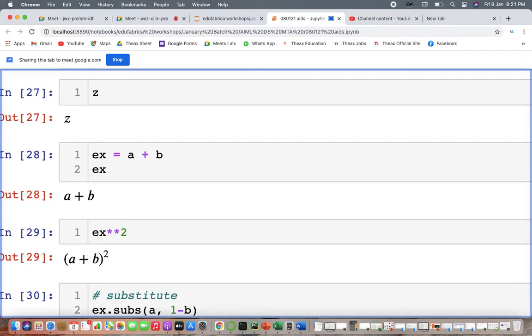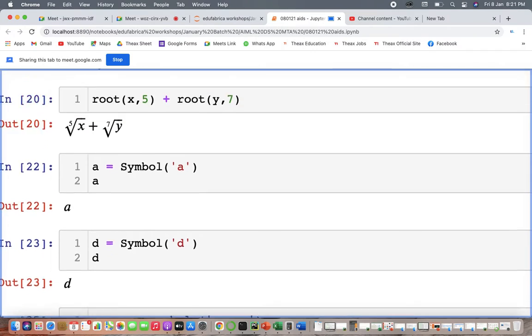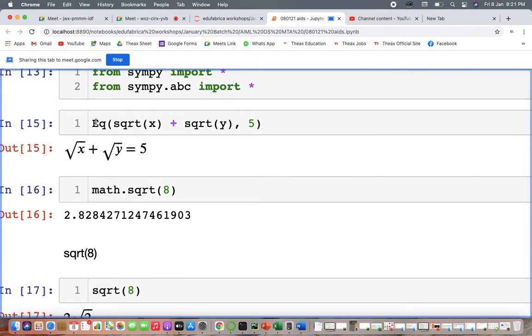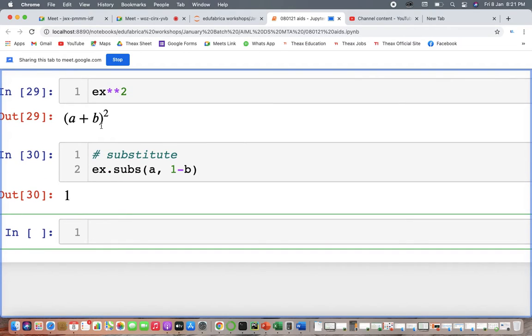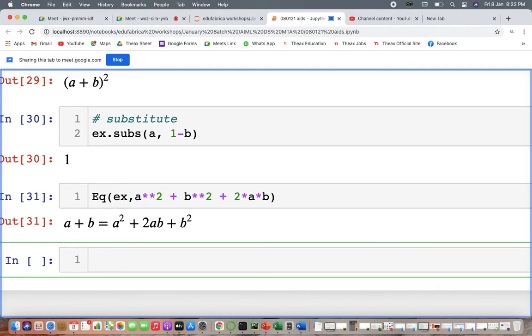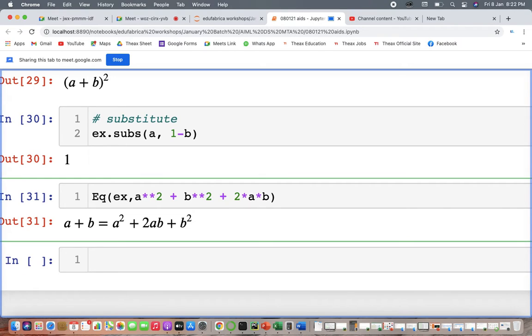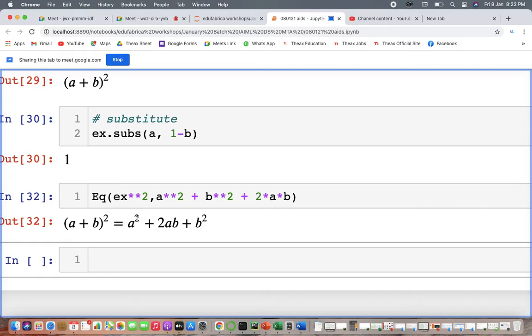Now, you have seen the EQ, what I'm writing there is nothing but the thing we use for writing an equation. Here at the top, this one, EQ. Like if I say now that there is an equation A plus B, EQ of EX is equal to A squared plus B squared. So A plus B whole square is going to be A squared plus 2AB plus B squared. Is that clear? Correct.